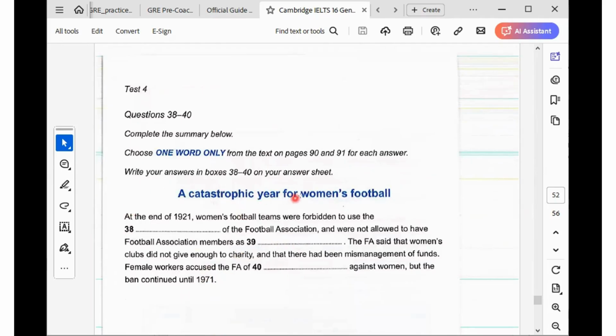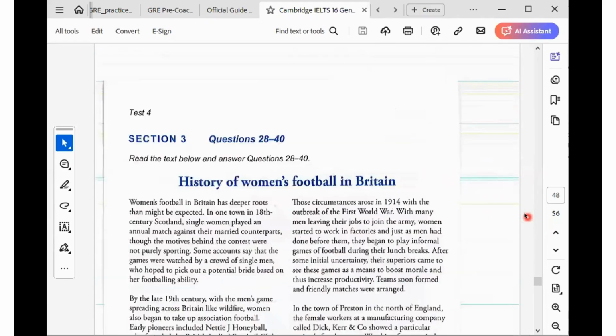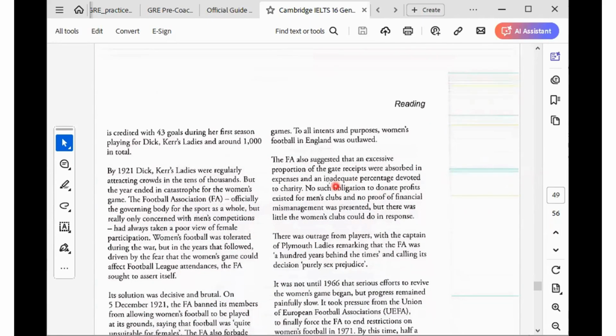A catastrophic year for women's football. At the end of 1921, women's football teams were forbidden to use the dash of the Football Association. So 1921 is a keyword here. Remember what I said earlier on, that dates are keywords. So I'll go to the passage and look for 1921. I see 1921 here.